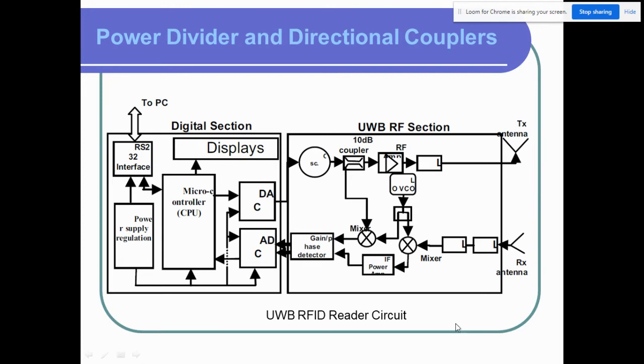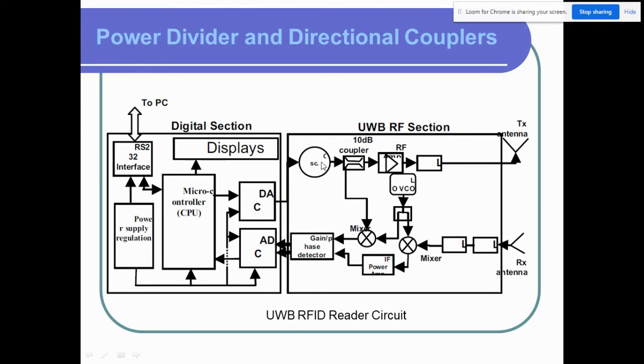I just want to show you the application of these two different devices. This is a 2010 ultra wideband, UWB, RFID reader circuit, where this reader reads the chipless tag for item tracking and identification, where this is a transmission antenna and this is a receiver antenna. You can check here, this one is a 10 dB directional coupler they have used.